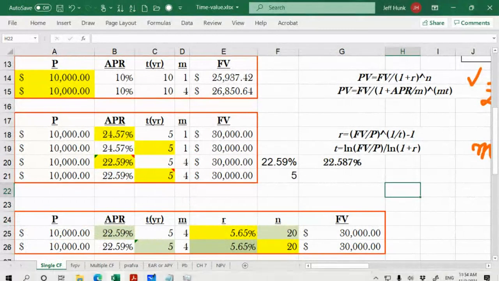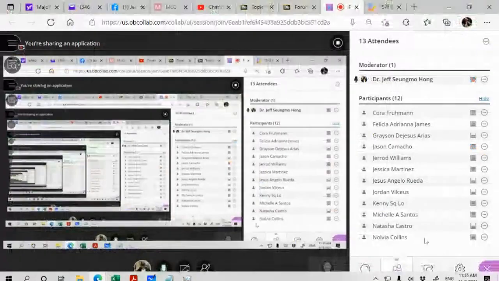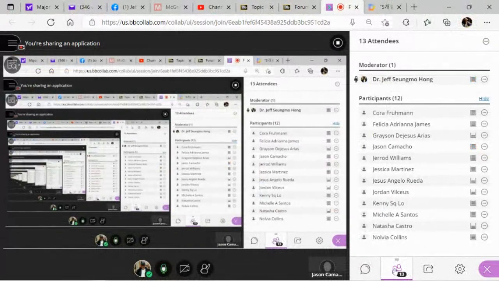If you got the same result, I think this is the right time to take a break. So it's 11:54. We'll take a 10-minute break and reconvene at 12:05. Okay, 12:05. All right.